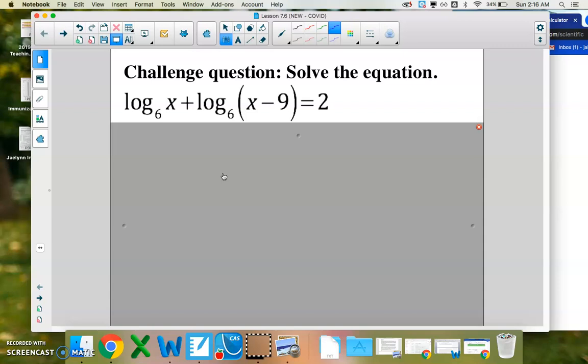The first video is going to walk through the challenge question, which was posted from last week, and talk about the change of base formula and how to use it on the Desmos scientific calculator. And then the second video is going to walk you through the process of solving exponential and logarithmic equations when things are not common. So first off, we're going to start here with the challenge question.